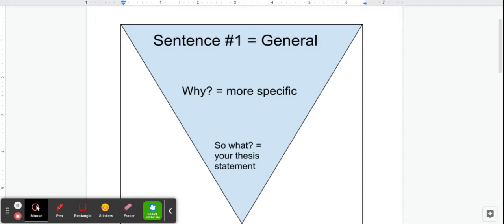The picture you see in front of you right now is an upside down triangle. Think of your introductory paragraph in this way. You start with a general sentence, then you get more specific, then you get to your thesis statement. We'll go over what this would look like.